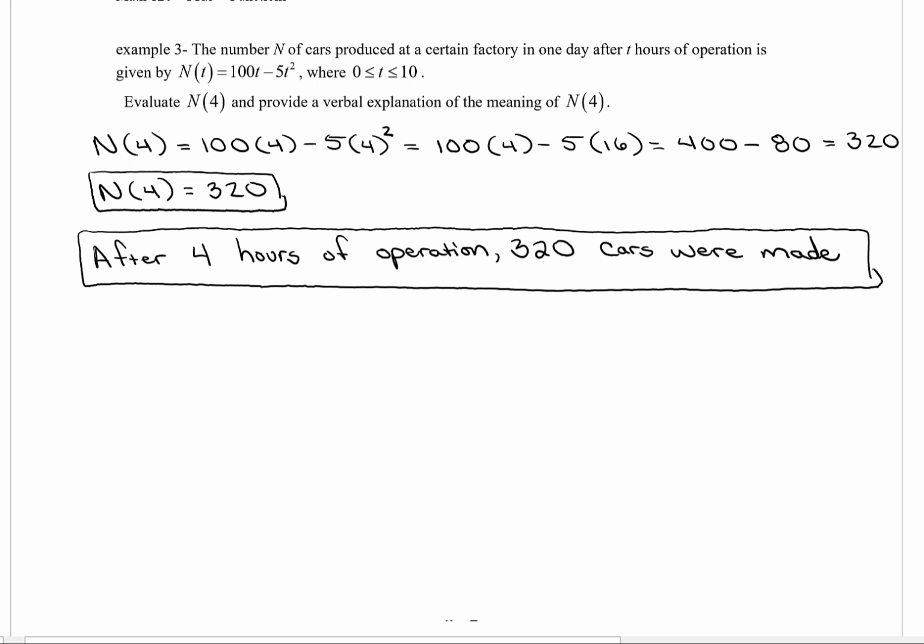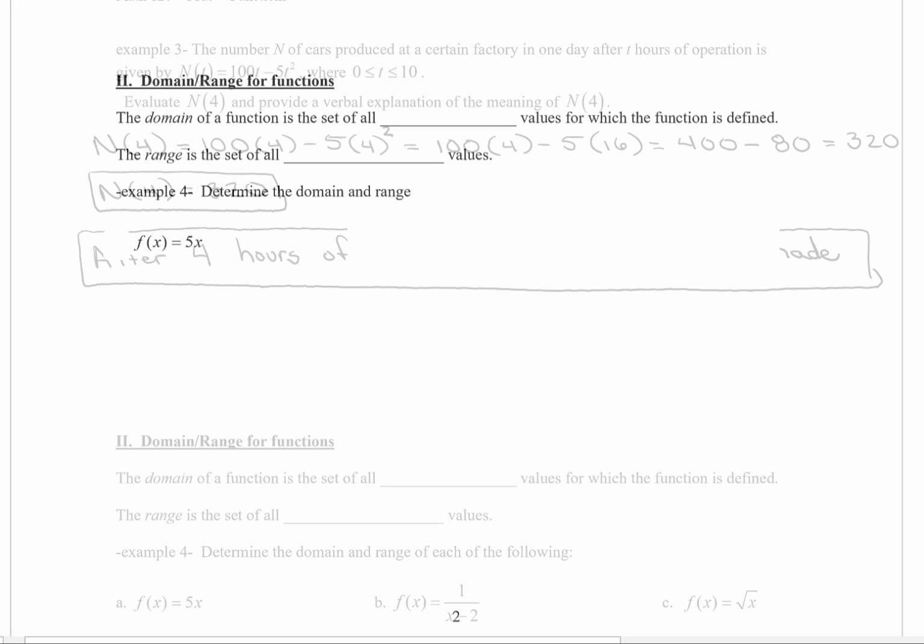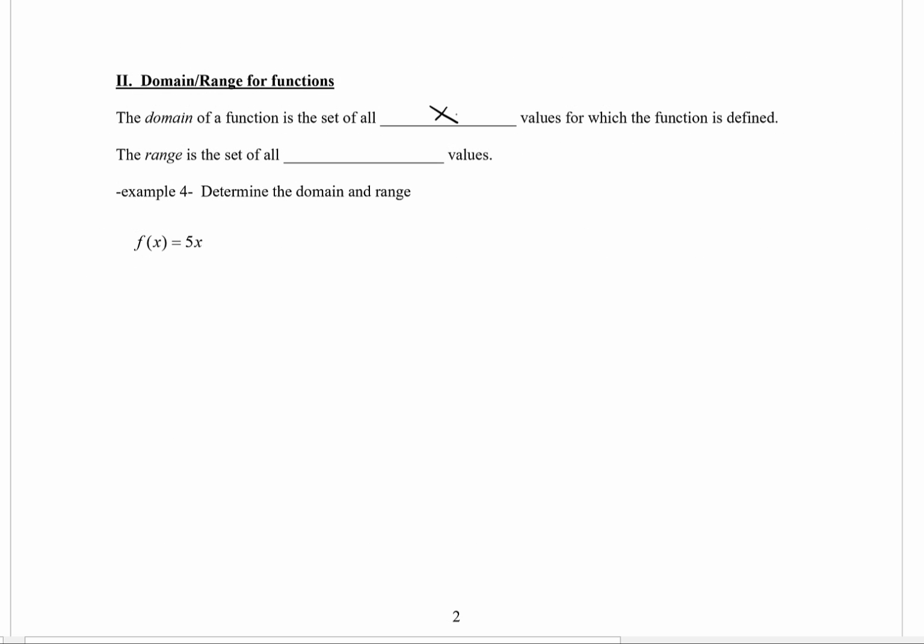Two, domain and range for functions. The domain of a function is the set of all x values for which the function is defined. The range is the set of all y values. Example 4. Determine the domain and range of f of x equals 5x.